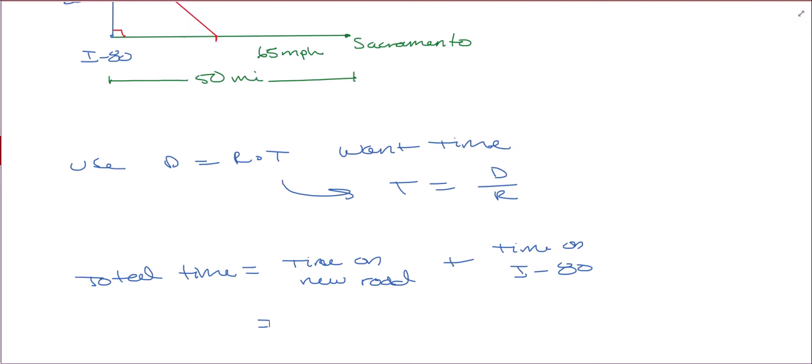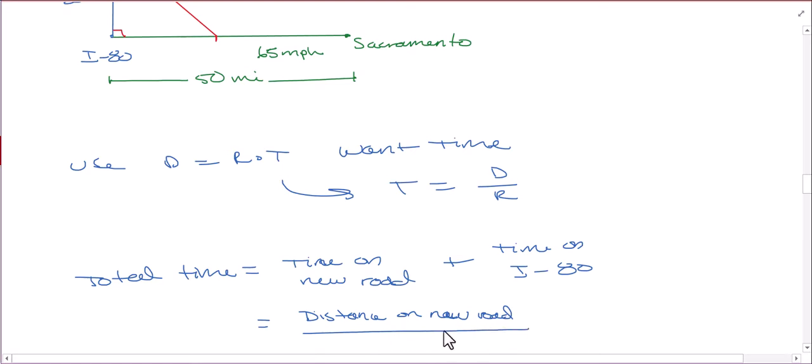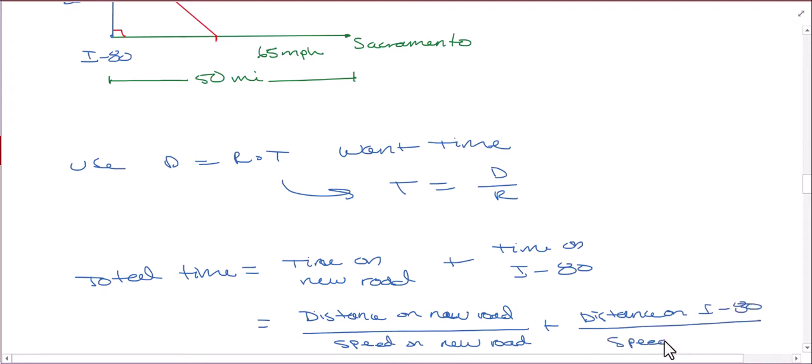Do we know those? That's where our picture is going to come in handy. So let's write what we have. This is going to be distance on new road over the speed or rate on new road, plus distance on I-80 over the speed on I-80.